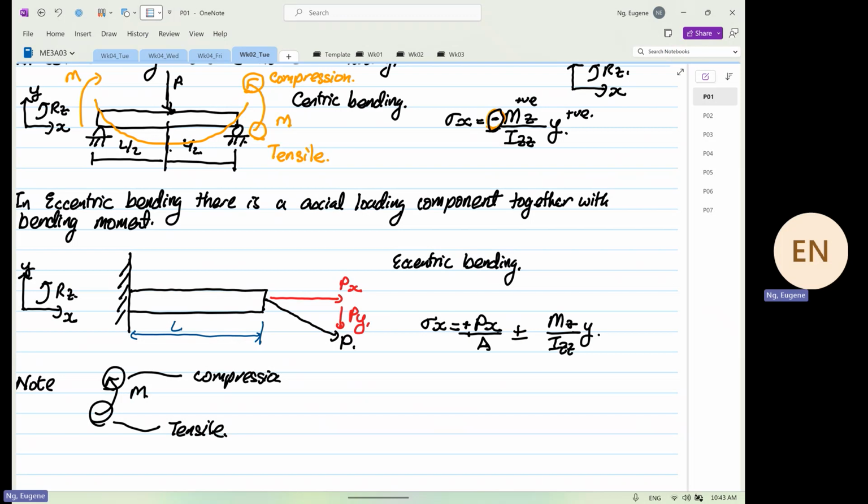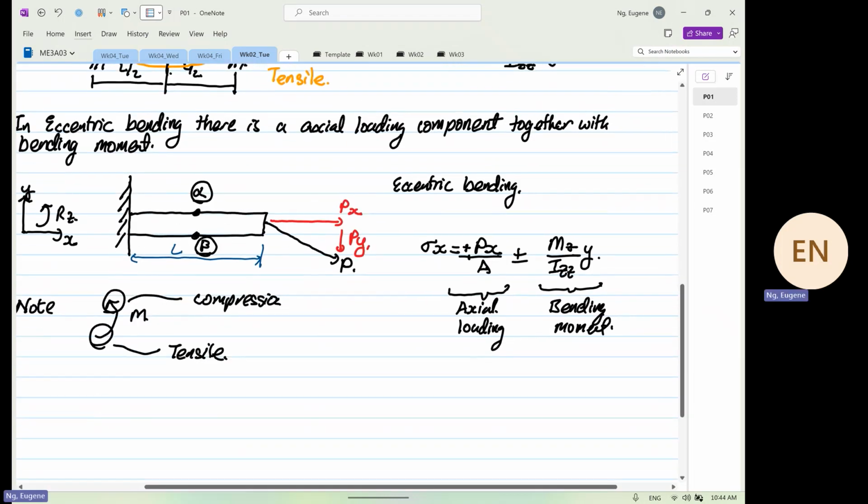Now, I want you to finish copying first, and I want you to look at two things. If I have a point over here known as alpha, and a point over here known as beta, right? So stress X. Before we go on, we know Px over A is under what? Axial loading. And this is due to bending moment.